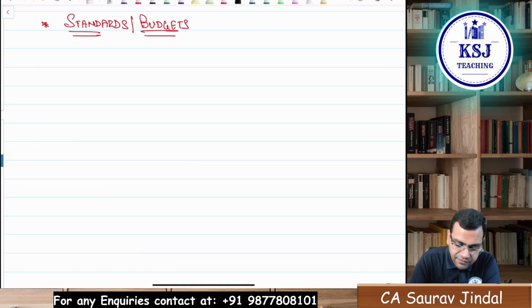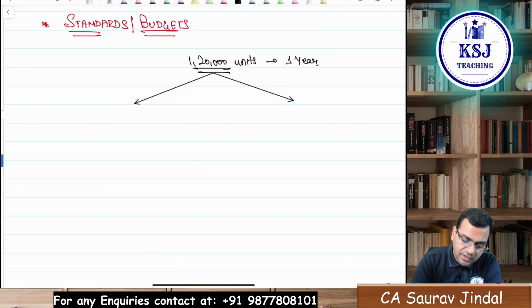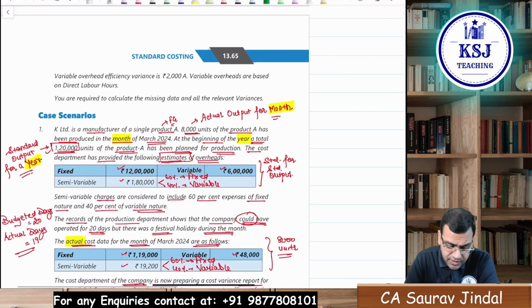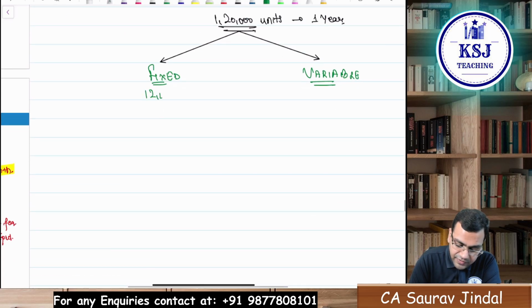Now the standards, if you see, are given for 1,20,000 units, right? And this is not a monthly unit, this is for 1 year, right? What is the cost incurred on this 1,20,000 units? There are two costs being incurred, fixed overheads and variable overheads. Now, what is the value of fixed overheads which is given here? 12 lakh and variable is 6 lakh. Okay, sir. So we'll write here 12 lakh of fixed overheads and 6 lakh of variable overheads.